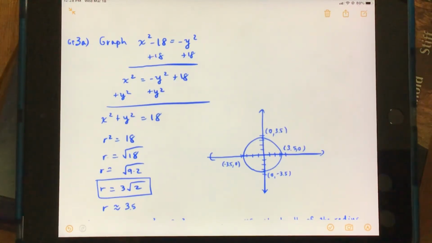Just a review on simplest radical form. We broke 18 down into 9 times 2 because 9 is a perfect square. That perfect square comes out as 3, and the square root of 2 does stay inside its prime and can't be broken down any further.